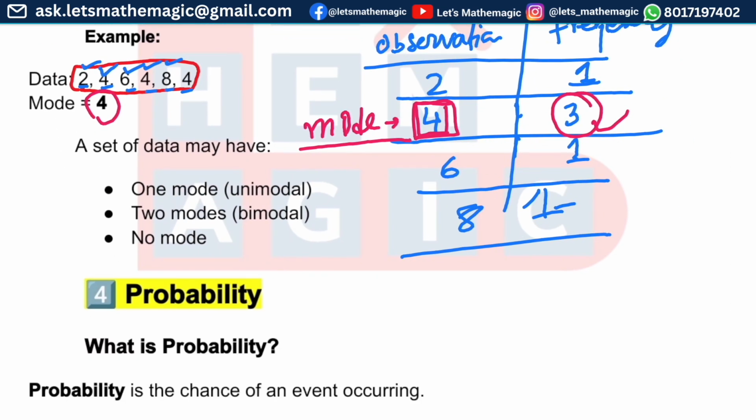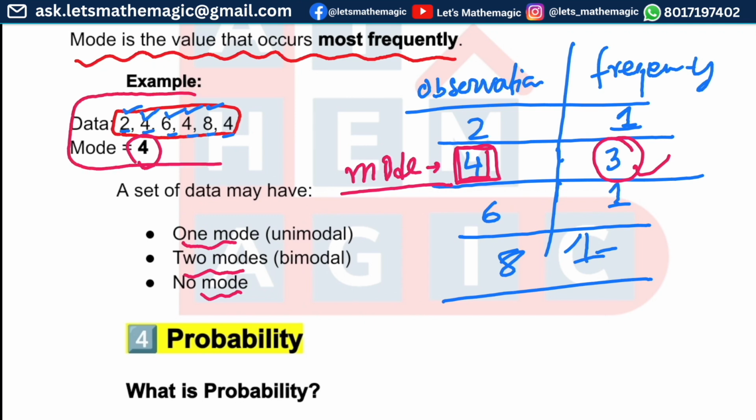Okay. The set of data that you may have can have 1 mode, 2 modes or no mode. Like if you see that all the data are repeating only once, so there are no modes. Now if you see this particular example that we have solved just now, there is only 1 mode. So this is called unimodal.